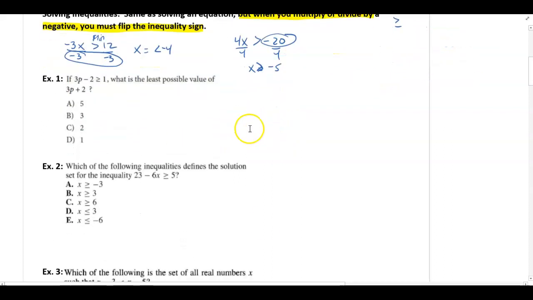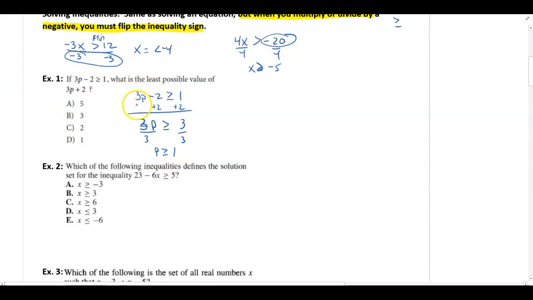Let's look at some examples here. Remember, when we solve an inequality, you can have more than one answer. So you need to understand that. If 3p minus 2 is greater than or equal to 1, what is the least possible value of 3p plus 2? When we solve this, 3p minus 2 is greater than or equal to 1. 3p is greater than or equal to 3. And when I divide by 3, p is greater than or equal to 1.